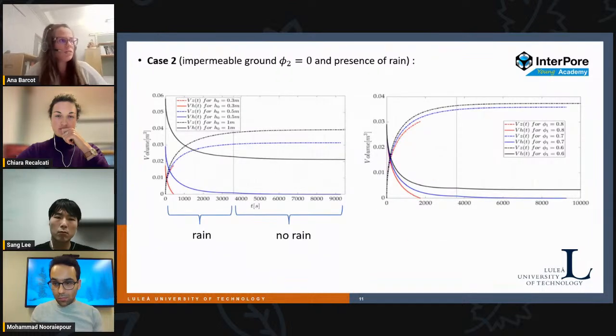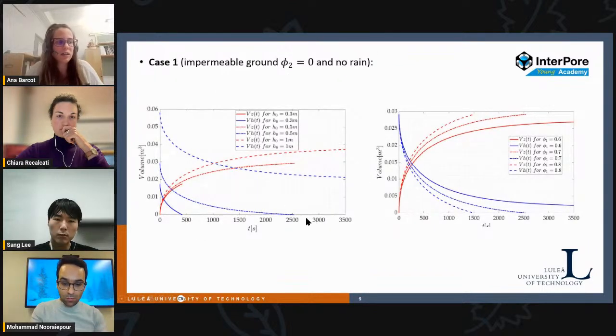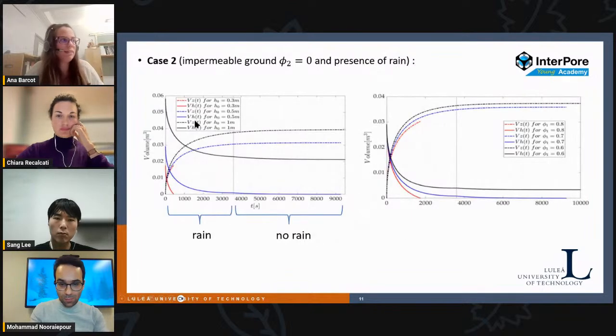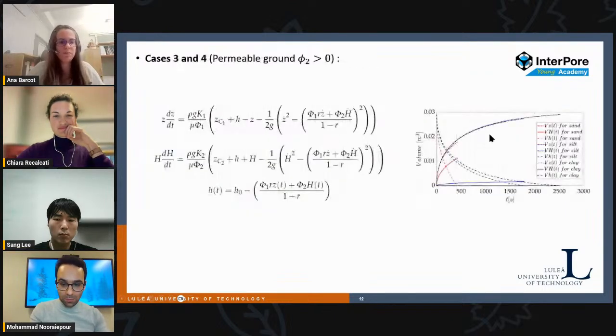And here are the results. As I said, the rain will definitely increase absorption time, and dramatically. In case 1, it was around 2,500 seconds for 0.5 meters of initial pond height. And here for 0.5 meters, you can see it is 9,000 seconds. So the effect of rain does increase the absorption time considerably. And it is the same here for changing the porosity.